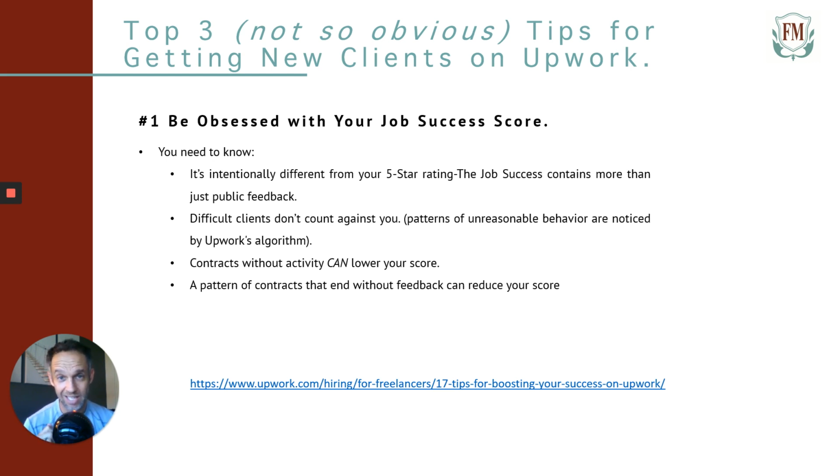First of all, the job success score is intentionally different from your 5-star rating. The job success score, I have to say that slow, contains more than just public feedback. Now, if you don't know this, when you hire on Upwork, you have 2 levels of feedback you have to give. The first one is a private feedback. It's a rating from 1 to 10. Upwork presents the client with a screen that says, this is private feedback. This will not be publicly available.